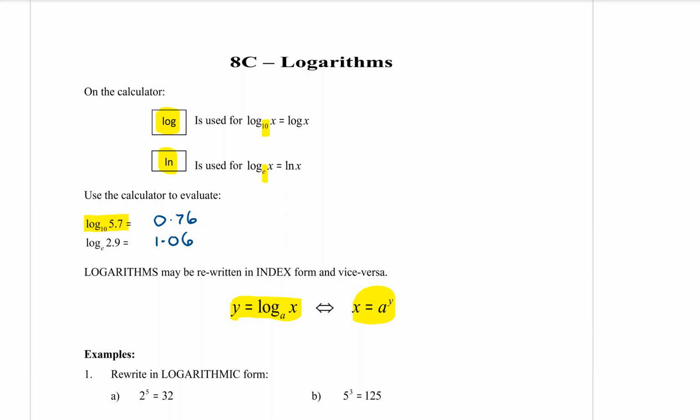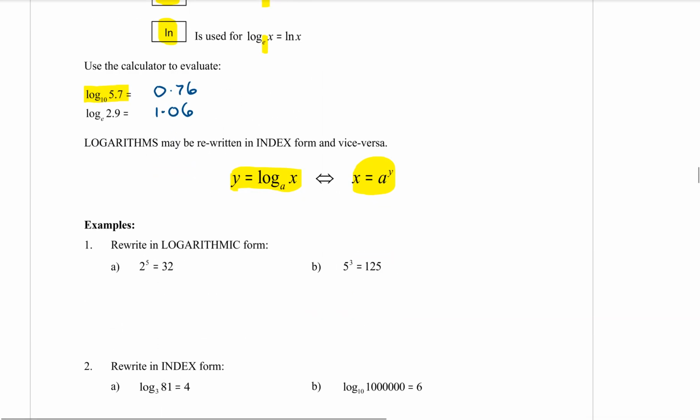To do that, we do what's called a sliding base. Okay, so the base here, it's going to slide across to the other side, and it's going to be the base of the y. So it's going to be a to the power of y, which is going to be equal to the x, and that's how we get to this second form here.